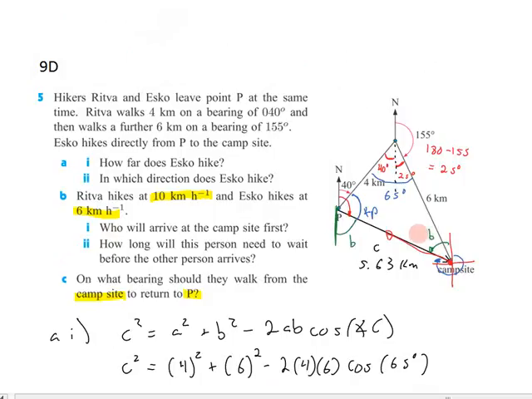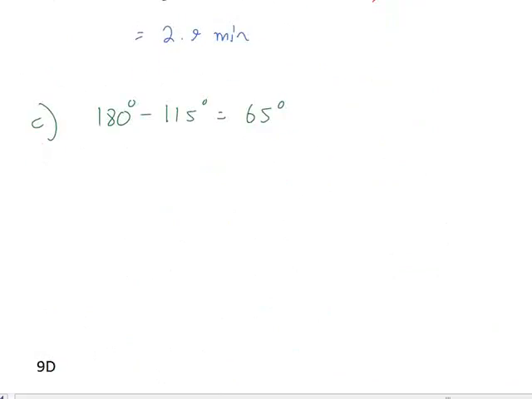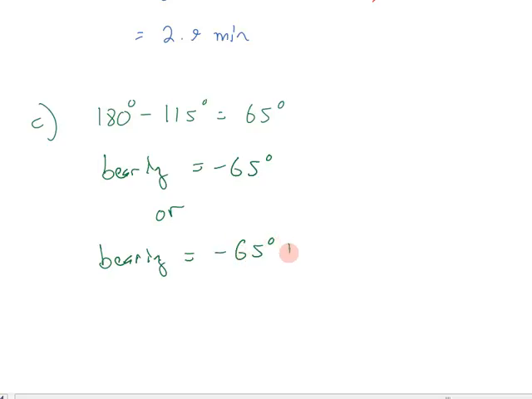That's 65 degrees, that's 65 degrees, but since this is a bearing and in the negative direction, it's going to be a negative 65 degrees. That's one way to express it. Another way to express it would be as a positive bearing, and the way that we can do that is just add 360 degrees to the bearing. So the bearing could also be negative 65 degrees plus 360 degrees, and that'll give us a total of 295 degrees.